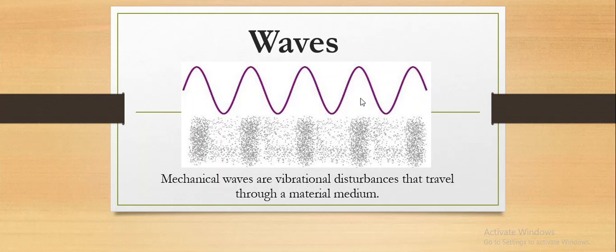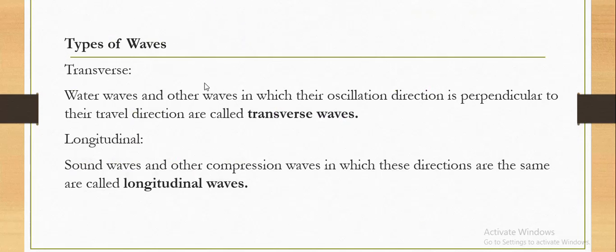Now we'll learn about the different types of waves. There are basically two types of waves. One is transverse waves, second one is longitudinal waves. Water waves and other waves in which their oscillation direction is perpendicular to their travel direction are called transverse waves. Then what is longitudinal waves? Sound waves and other compression waves in which these directions are the same are called longitudinal waves.